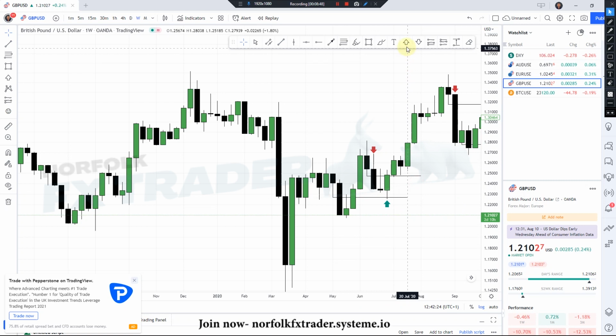Again, we have this simple close down in the market. We have a reversal back up, a break of structure, a pullback, retest to here, and a continuation.